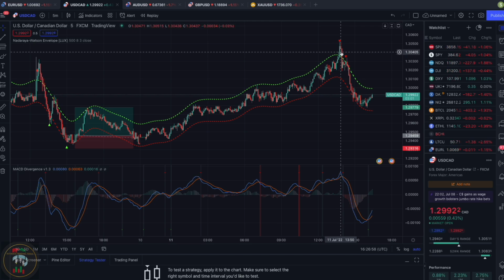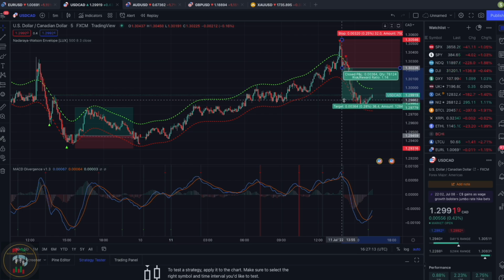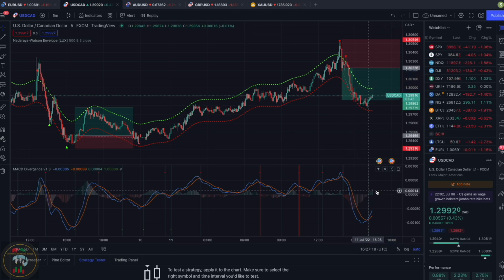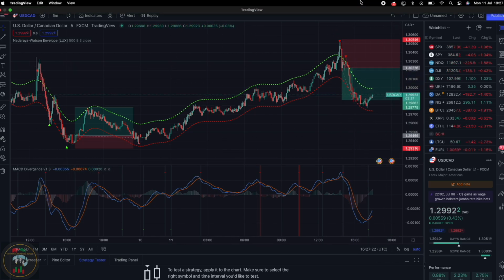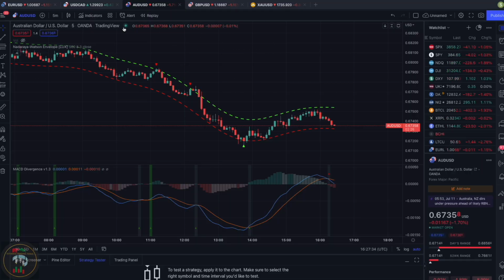Same for a sell entry but in reverse. When you get a sell entry outside the Nadaraya envelope, wait for the Mark D divergence crossover. The brown line should cross the blue line from above. Enter a sell trade when these two conditions are met. Set your target profit and stop loss using the risk-reward box based on the envelope highs and lows.